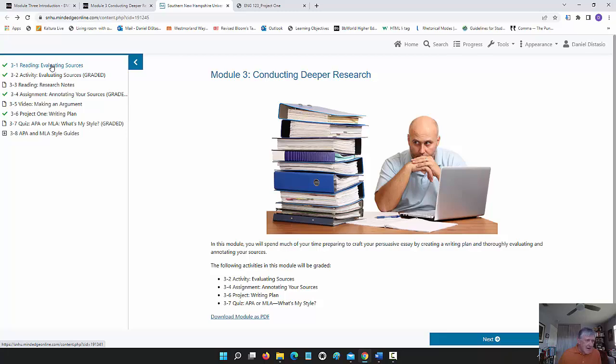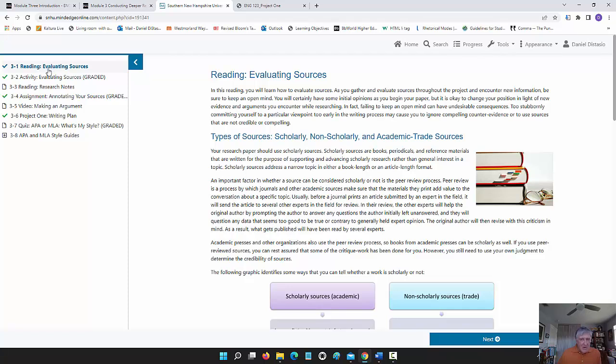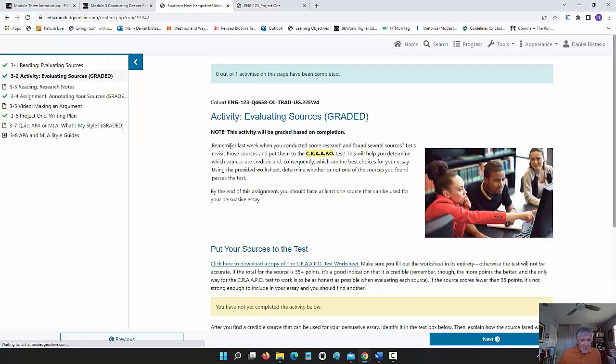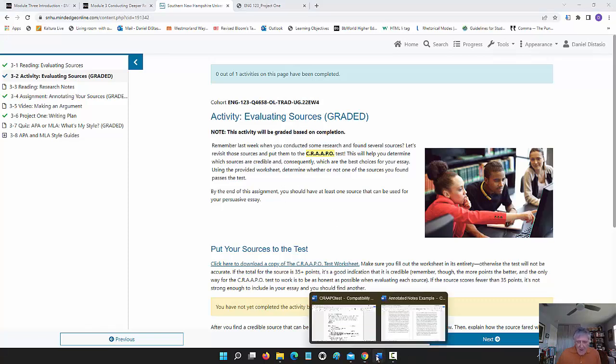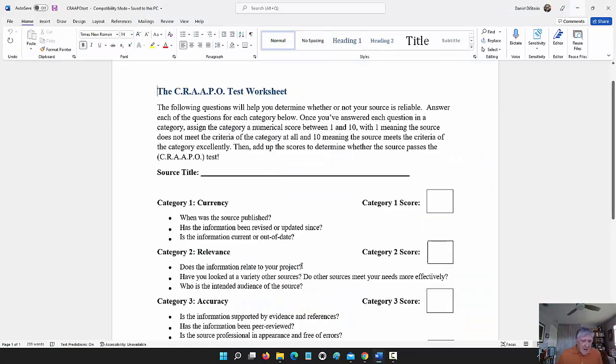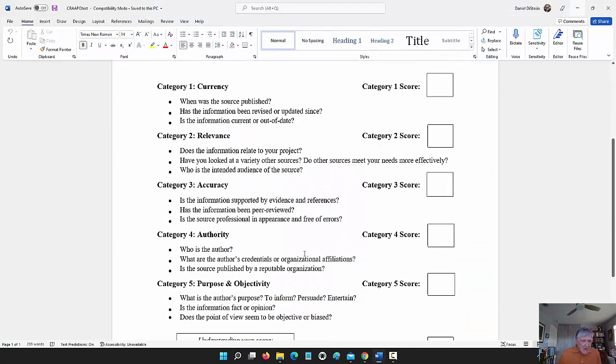And the first thing you'll do is you'll have some reading and some information on how to evaluate the sources. The first graded activity is a series of evaluations based on the CRAAP method. And the CRAAP method is really important. It asks 5 questions about each source. For your annotated notes or bibliography, you're going to have 3 sources, and you should be able to answer all these questions on each source.